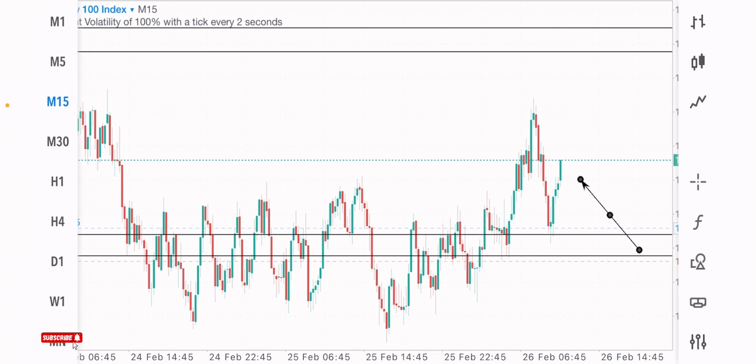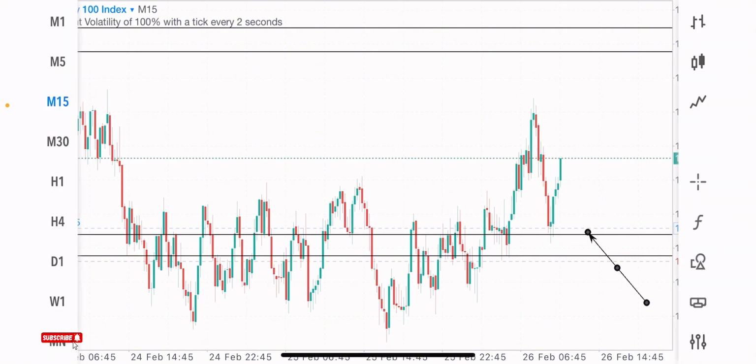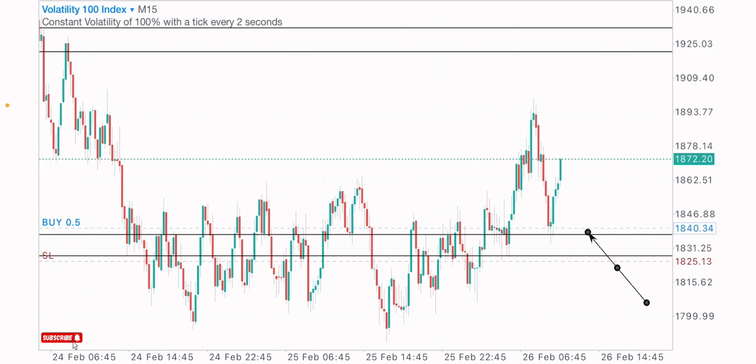So what's the market analysis? How did I know this index is going to buy from this zone? I got into this trade using this simple trading methodology, a simple break and retest market approach.